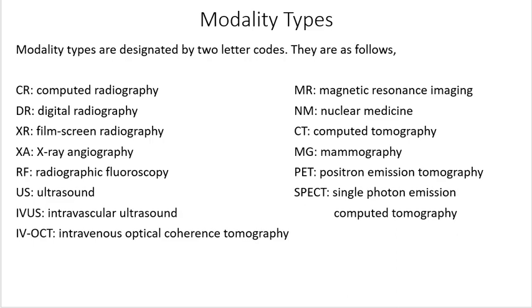IVUS, intravascular ultrasound. IV OCT is intravenous optical coherence tomography. That's primarily used to image eyes. It uses white light. MR is magnetic resonance imaging. NM is nuclear medicine. CT is computed tomography. MG is mammography. PET is positron emission tomography. And SPECT is single photon emission computed tomography.